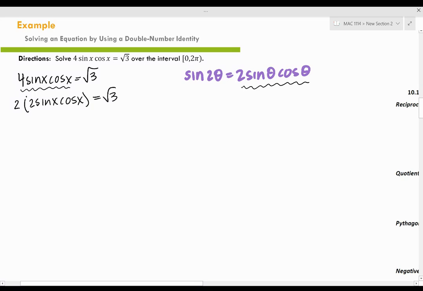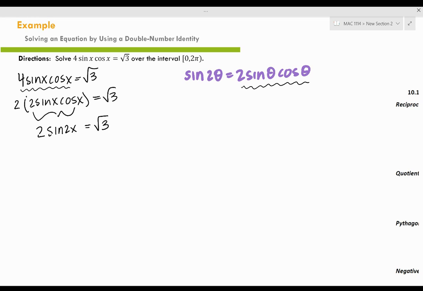Anytime you're making a substitution, you can only substitute back in what you have. You have to make an equal exchange. So what's in the parentheses is now equivalent to the double angle for sine. So I can make that substitution. This is equivalent to sine 2x, and that 2 from the outside is going to remain, equals square root of 3. Now that we've made that substitution, do you see that we only have one trig function now? That's our goal.